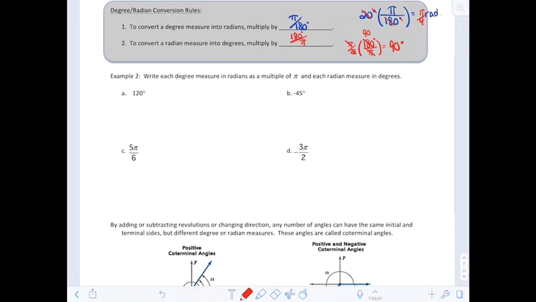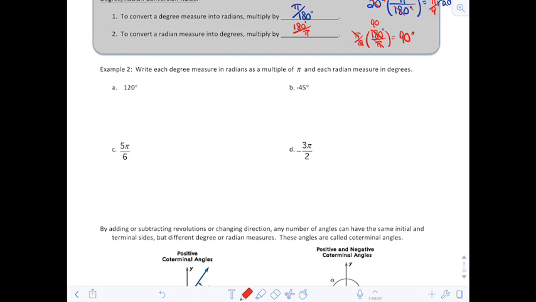Okay. So now let's do some more examples, knowing what we know. We want to write each degree measure in radians as a multiple of pi, and each radian measure in degrees. So we're going to look at 120 degrees. I want to multiply this by pi over 180 so that my degrees will cancel. My 120 and my 180 reduce. I can look at that as 12 and 18. I'm still going to have my pi, and then reduce that fraction, 12 over 18. 6 goes into 12 twice and into 18 3 times. So 2 pi over 3 is the same as 120 degrees.